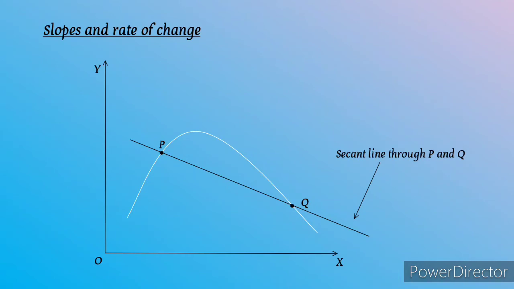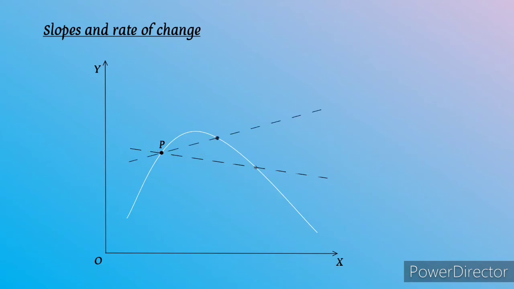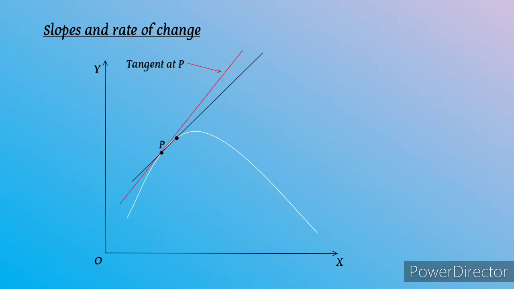This line is called the secant line through P and Q. Now, if we move Q closer and closer to the point P, then we can see that the secant lines are approaching a limiting position. This position is actually a line, which we will consider as the tangent line at P. From this approach, we can say that the tangent line is actually a limit of the secant lines.